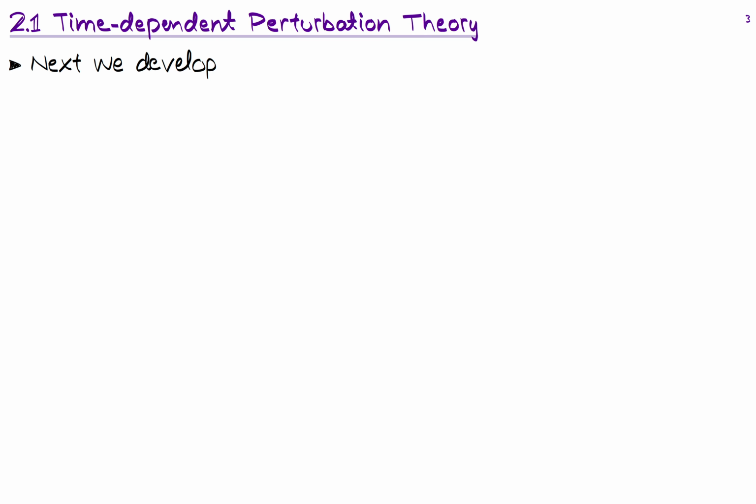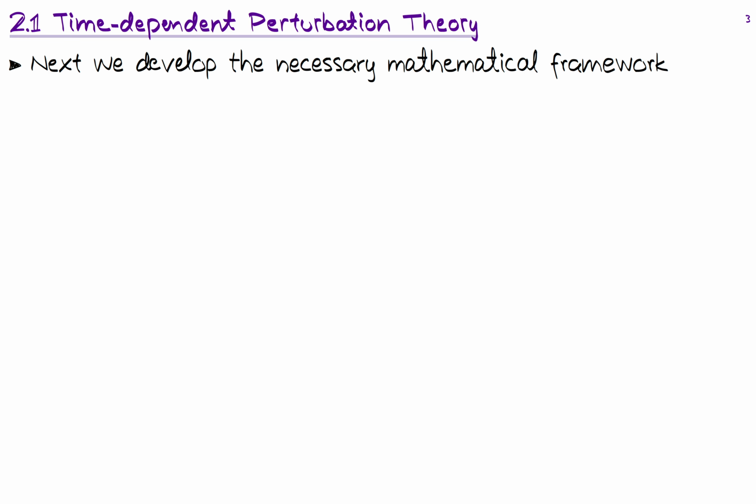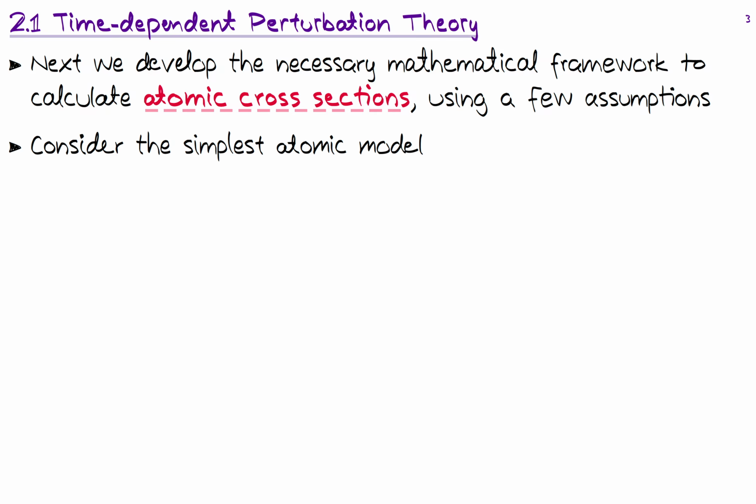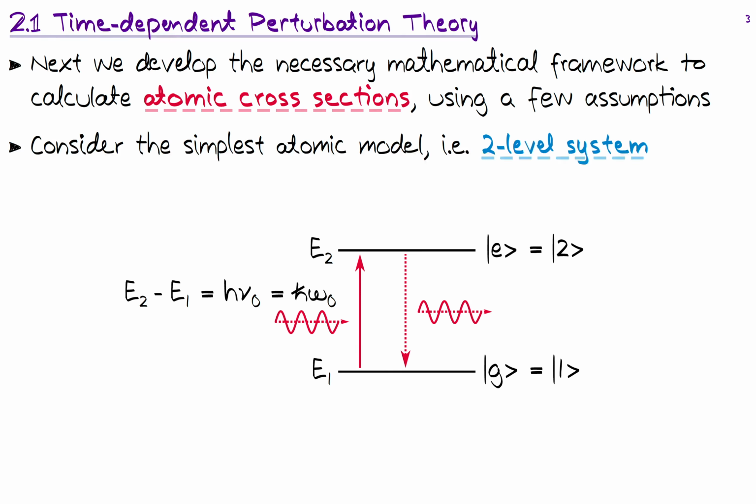So what we will do is develop, as I already mentioned, the necessary mathematical framework to understand and calculate the atomic cross sections and understand the dynamics taking place within our electron system. We need to use a few assumptions, and for simplicity, we only consider the simplest possible atomic system, and that would be the two-level system shown in this figure.